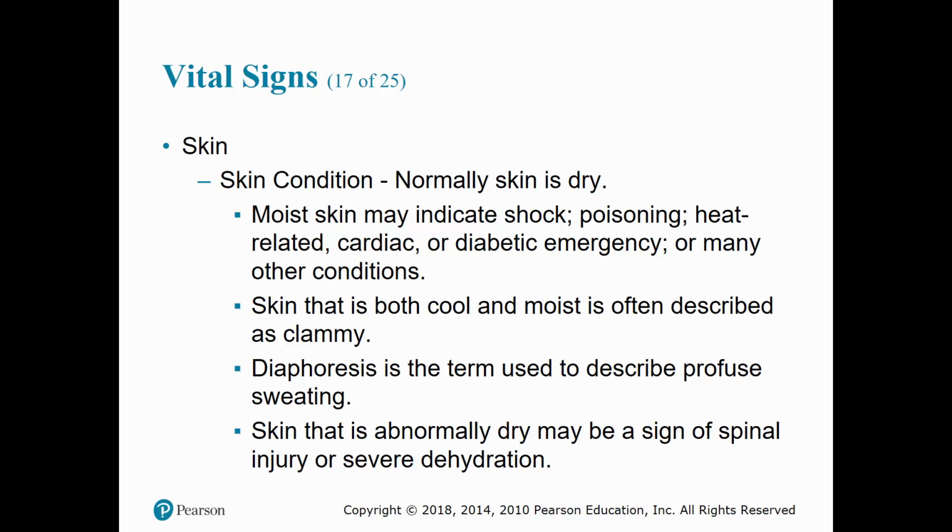Direct sympathetic nervous stimulation and circulating epinephrine and norepinephrine will cause the vessels in the skin to constrict, shunting the warm red blood away from the skin, which causes the skin to become cool and pale. The alpha properties of epinephrine and norepinephrine will stimulate the sweat glands, making the skin clammy or moist, or making the patient diaphoretic. Also, if the skin is abnormally dry, this would be a sign of either severe dehydration or of spinal injury.